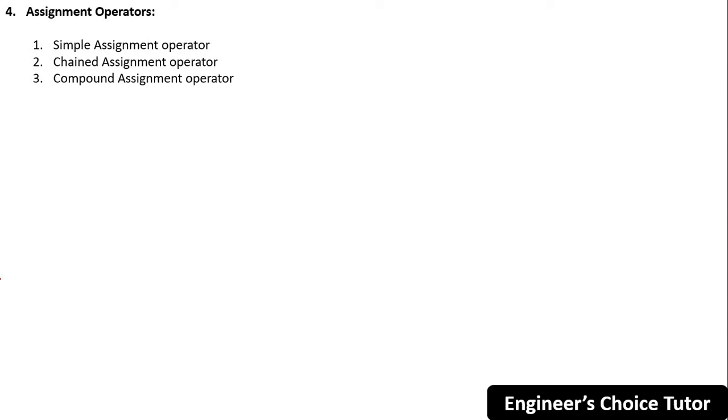So the fourth one is assignment operators. In assignment operators, we have three different operators: simple assignment, chained assignment operator, and the compound assignment operator. Then the fifth one is the ternary operator. This operator is also called the conditional operator. Ternary means three operands will be present. How many operands? Three operands will be present in this case.